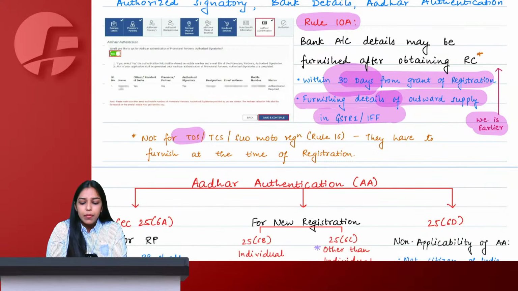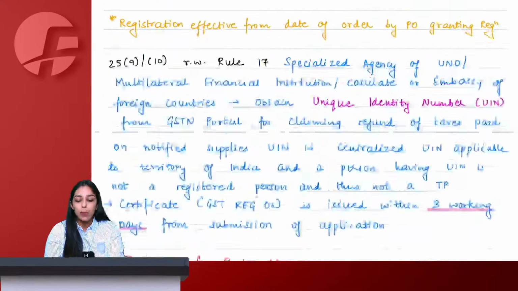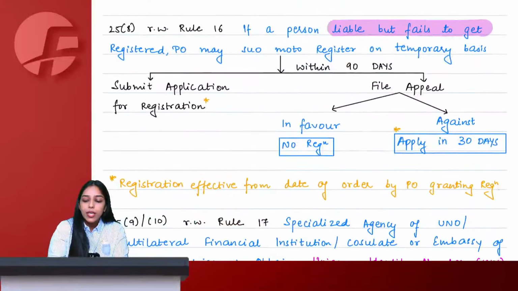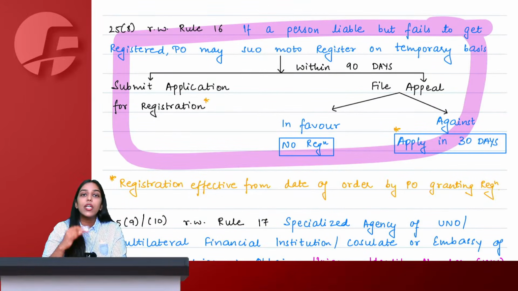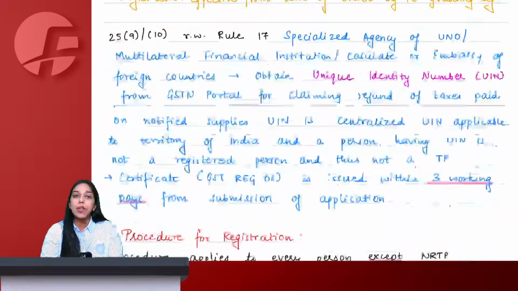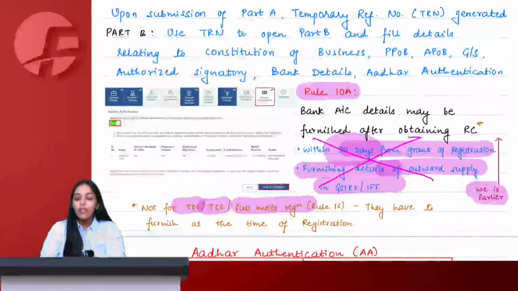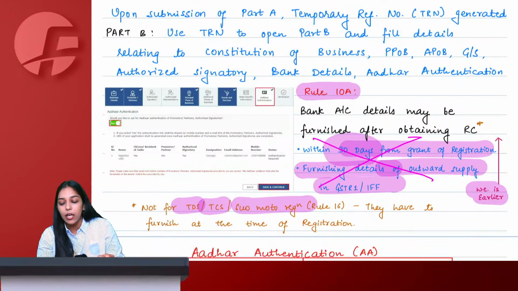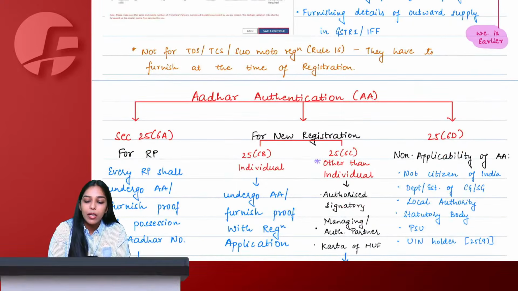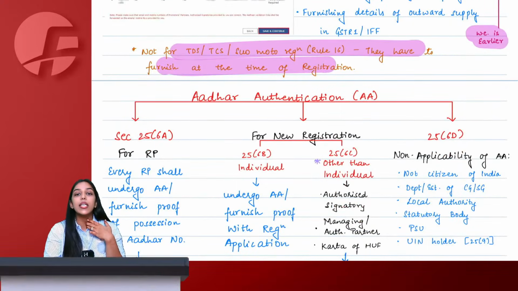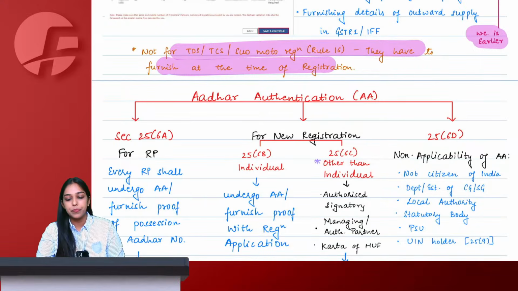But for TDS people, TCS people, or those people who were registered suo motu by the proper officer, they will have to give their bank details while filing Part B only. For them, this option of giving bank details later on is not available. These people will have to give their bank details only at the time of making the registration application.